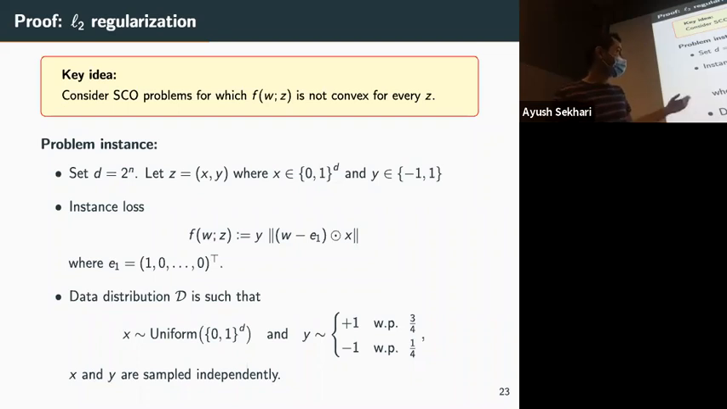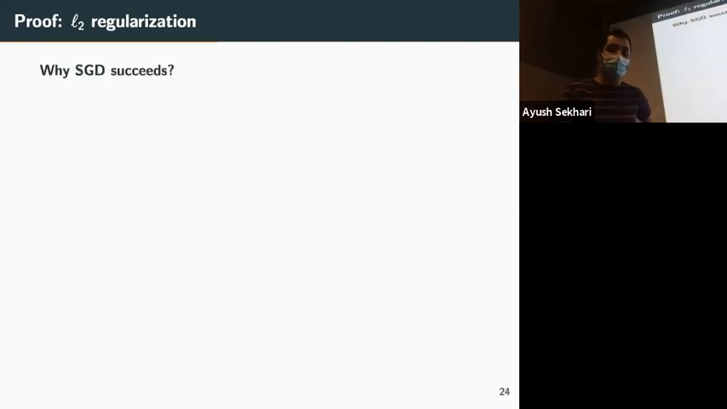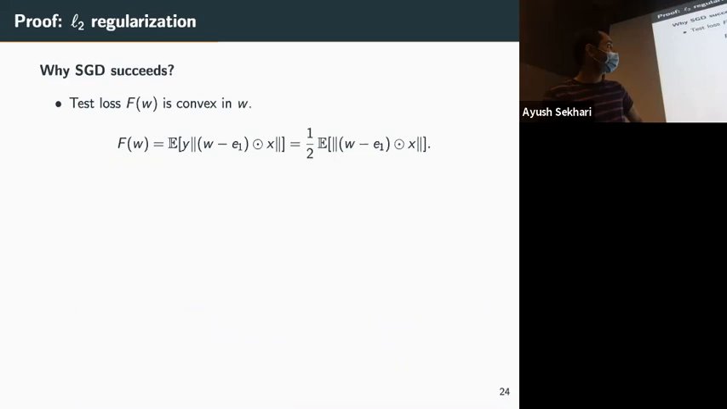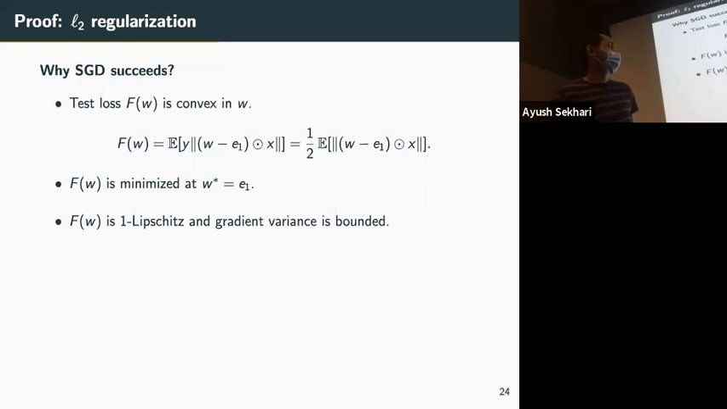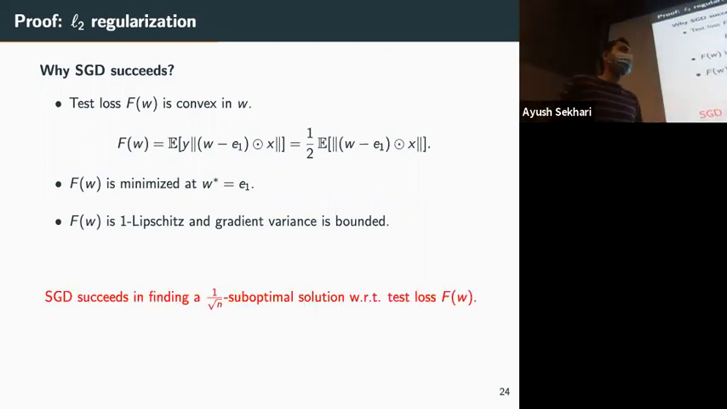Okay. So now for this construction, it should be easy to see why SGD works. In particular, if you look at the test loss, because Y is independent of X, you can separate the +1 and -1 components, and once you plug in the relative probabilities, you get a positive value of half over there, which is a convex function, which is minimized at E1. Furthermore, you can also show that it's Lipschitz, it's a norm function, the gradient is always bounded by 1, and the variance is also bounded. And thus, using a previously discussed result, we can argue that SGD for this problem finds a 1 over square root n suboptimal solution.